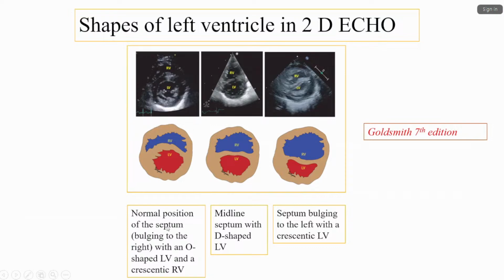The normal positioning of the ventricular septum with O-shaped LV. This is the shape of the LV and concentric RV. In the second scenario, this is midline septum with D-shaped LV. This also suggests PPHN, and this is the severity of the PPHN, where the septum is bulging into the left ventricle and the LV is concentric in shape.